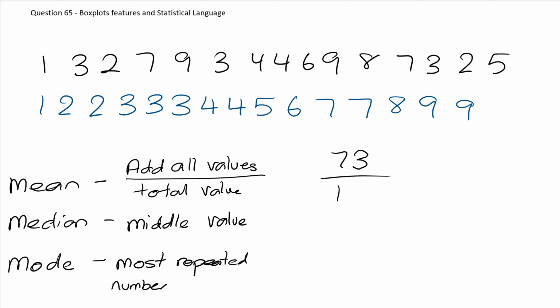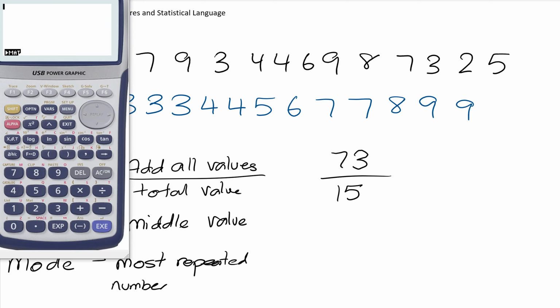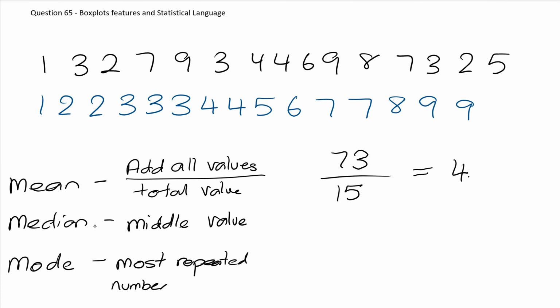Again, I recommend you pause this video and do this problem to make sure you are doing it correctly, and you can figure it out yourself as well. So I take my calculator out and go, well, 73 divided by 15, and we get 4.866 recurring. I'm just going to round it up to 4.9. So the mean equals 4.9.